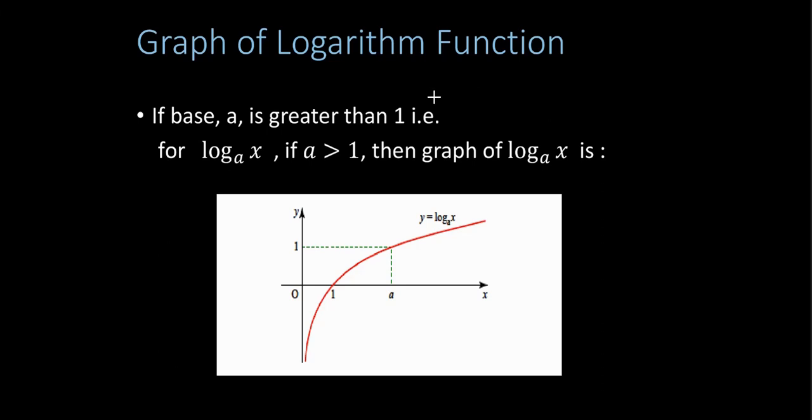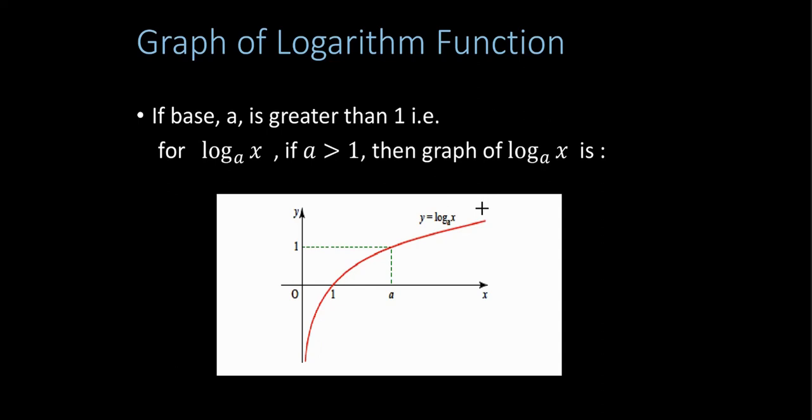Now let us see how the graph of a logarithm function looks. It says that if base a is greater than 1, that is, mathematically, for any logarithm function of x with base a, if a is greater than 1, it means it is not just between 0 and 1, it should be greater than 1. The only condition is this. Then the graph of log x with base a will look like this.